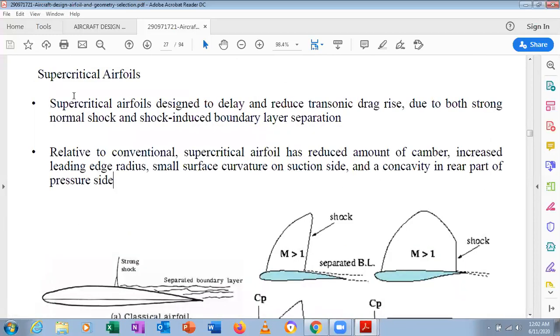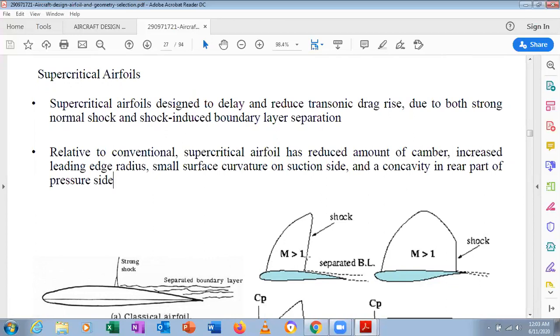So supercritical airfoils are designed to delay and reduce the transonic drag rise due to both strong normal shock and shock induced boundary layer separation. Relative to a conventional airfoil, a supercritical airfoil has reduced camber, increased leading edge radius, small surface curvature on the suction side, and concavity in the rear part of the pressure side. You can see this is called concavity. What is concavity? It is a curved, caved-in portion. Understood?